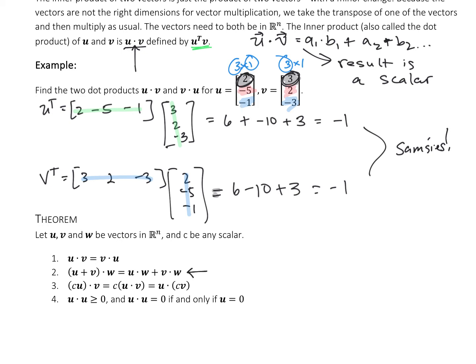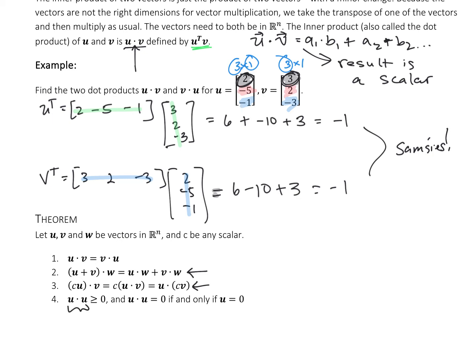That's what this says: if I take two vectors and add them together and then dot them with a third vector, it'd be the same as dotting those vectors individually with the third one and then adding them together. Same thing with this one, our scalar associativity, whatever, scalar stuff. And this last one is interesting.